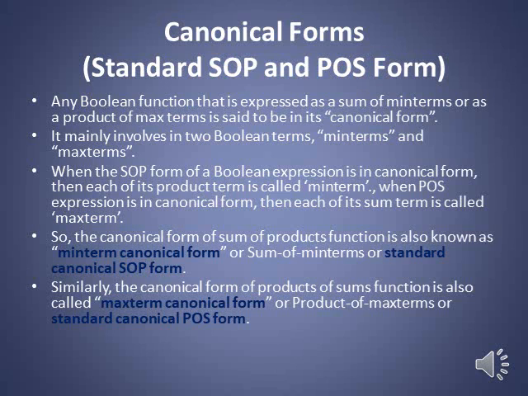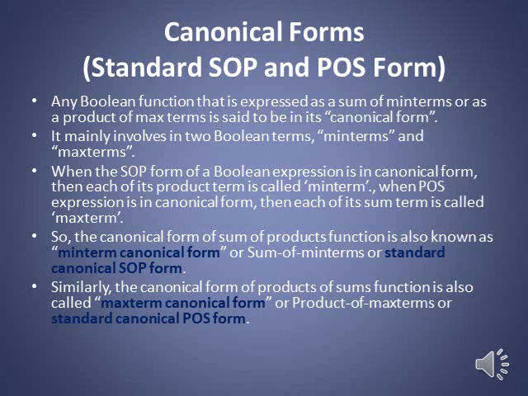Now, what are canonical forms or standard SOP and POS forms? Let us see. Any Boolean expression which is expressed as a sum of min terms or a product of max terms is said to be in the canonical form or standard form. It mainly involves two Boolean terms, min terms and max terms. When the SOP form of a Boolean expression is in the canonical form, each of its product terms is called a min term. In the same way, when a POS form of a Boolean expression is in the canonical form, each of its sum terms is called a max term.